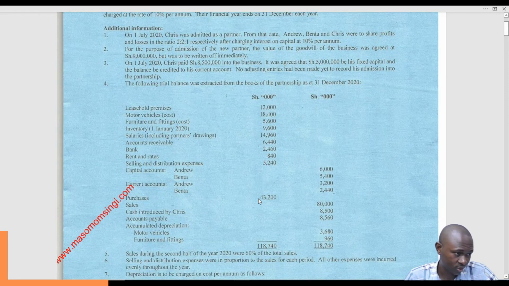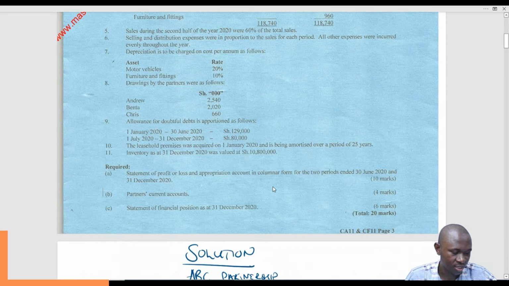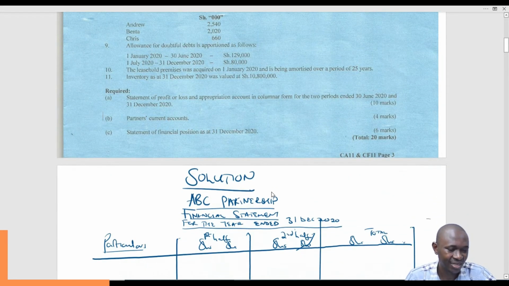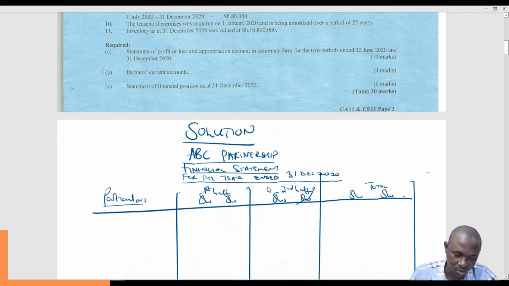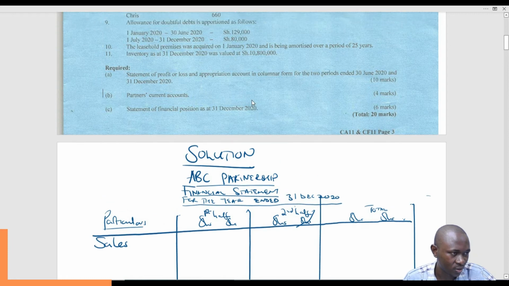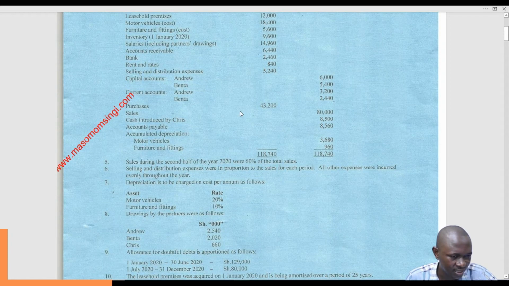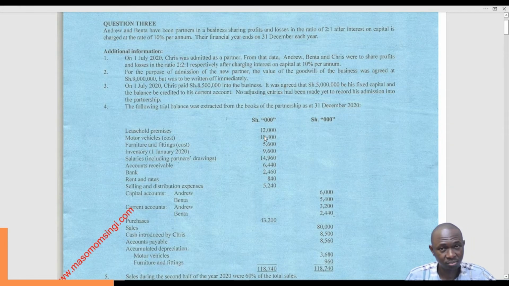So as usual, we start with the trading account, and the trading account is sales less cost of sales. So we'll go straight to sales, then less cost of sales. So what is our sales? Sales is already here. You can see sales is 80,000.